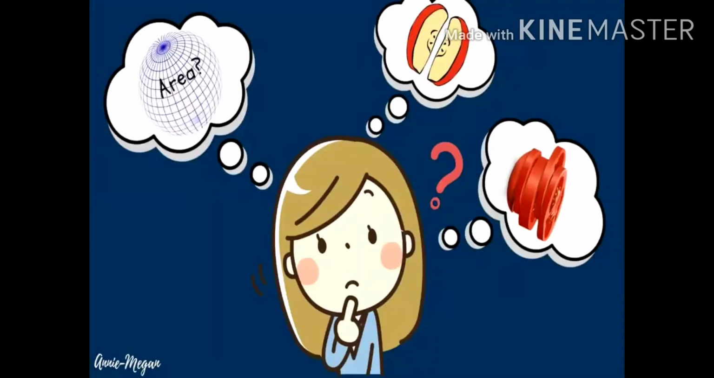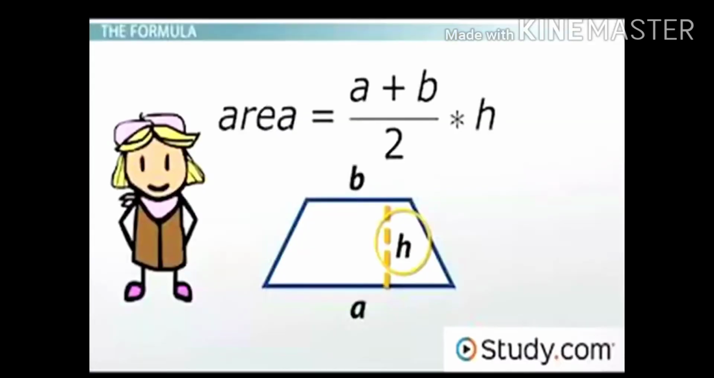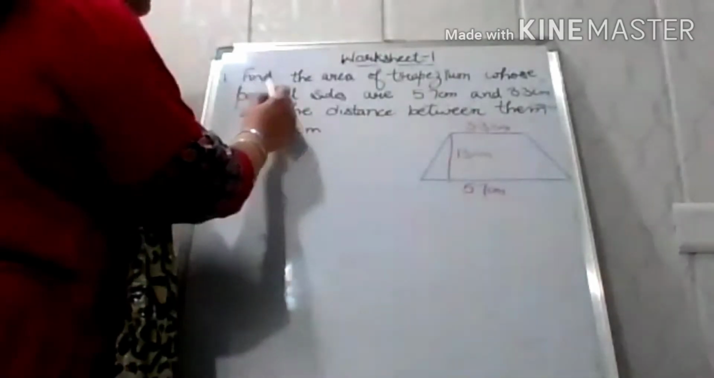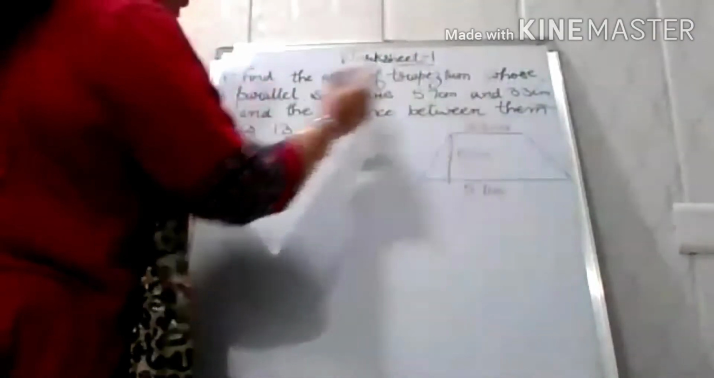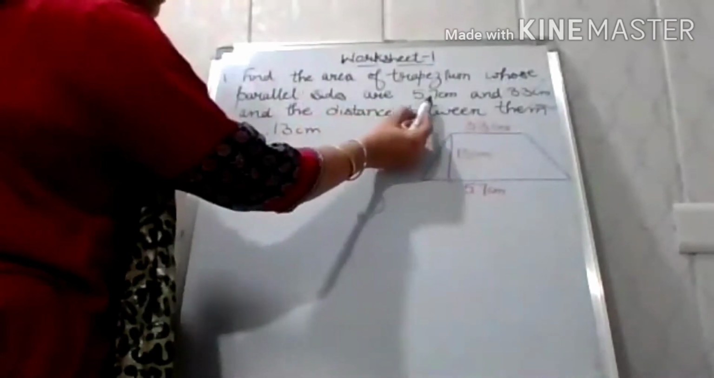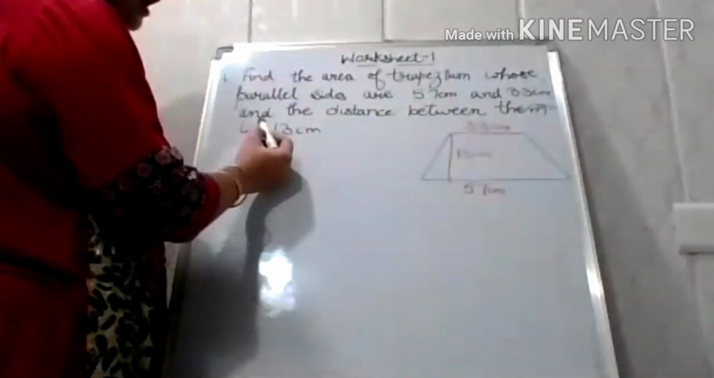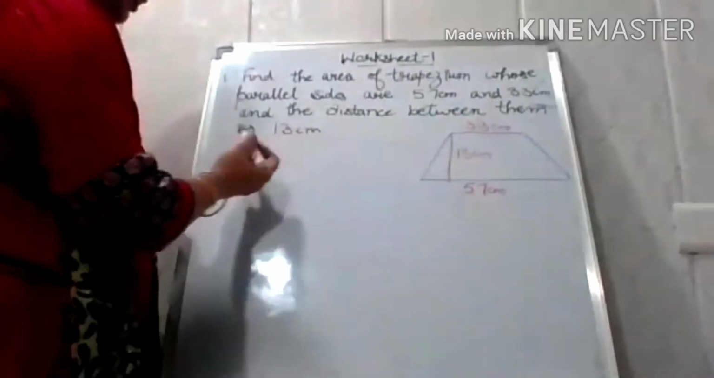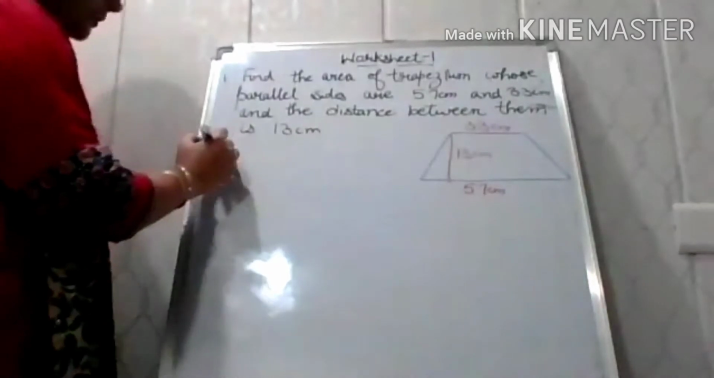How can we find the area? That I have already discussed in yesterday's video. Area of a trapezium is equal to half the sum of parallel sides into height. Let us solve our worksheet together. Worksheet 1. Find the area of a trapezium whose parallel sides are 57 centimeter, 33 centimeter and the distance between them is 13 centimeter. Let us find the area of this trapezium.